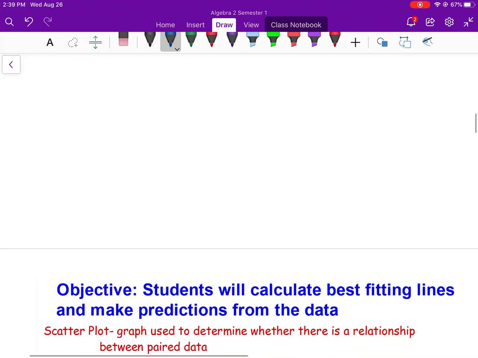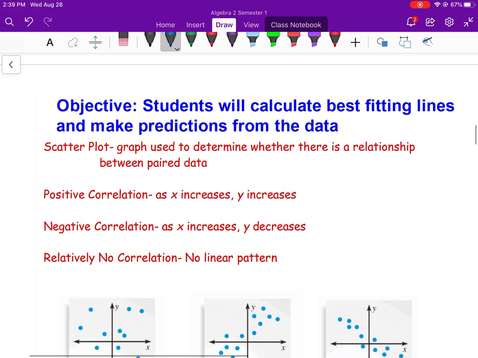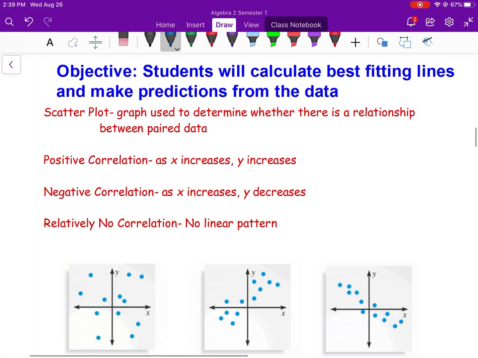But before we get going, we got to talk about correlation. Correlation is basically how those coordinates work with each other. We got X and we got Y. How do those correlate with each other? For positive correlation, as X increases, so as we go right on a coordinate plane, what is Y doing? If Y is increasing or going up, that is positive correlation. So X increases, Y increases. Negative, as X increases, so as we go right, those points are going down.